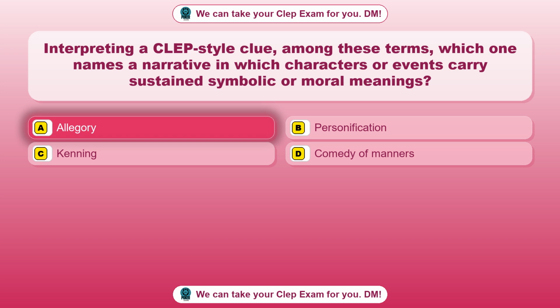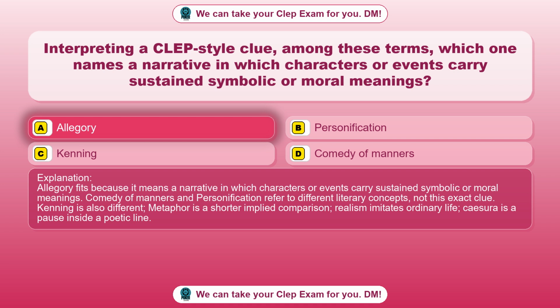Allegory. Allegory fits because it means a narrative in which characters or events carry sustained symbolic or moral meanings. Comedy of manners and personification refer to different literary concepts, not this exact clue. Kenning is also different, metaphor is a shorter implied comparison, realism imitates ordinary life, caesura is a pause inside a poetic line.